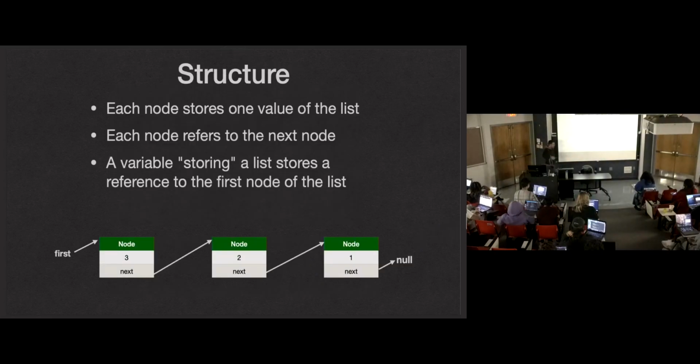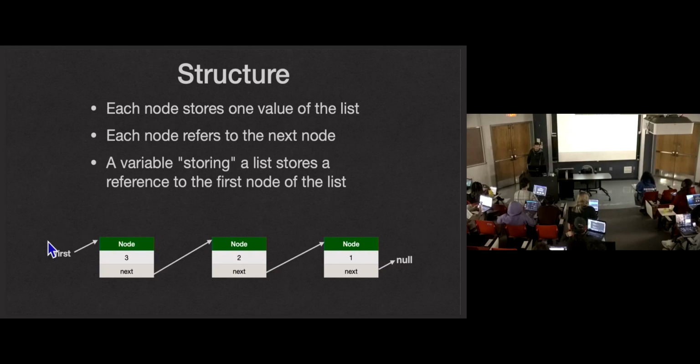So visually, it looks like this. My variable that's on the stack, the only variable that's on the stack, only stores a reference to the first node of the linked list. So first is a reference to the node that has the value 3, which has a next, which is a reference to the node with the value 2, which has a next, which is a reference to the node with the value 1, which has a next of null, indicating that it is the end of the list.